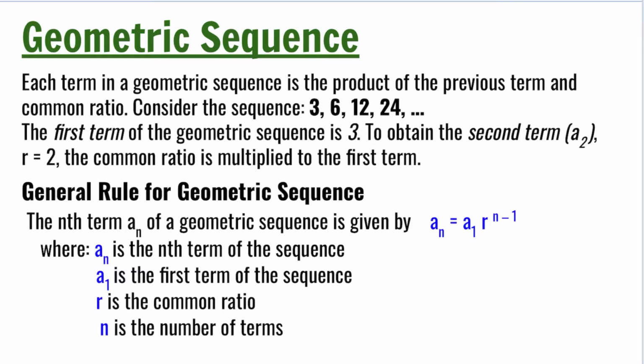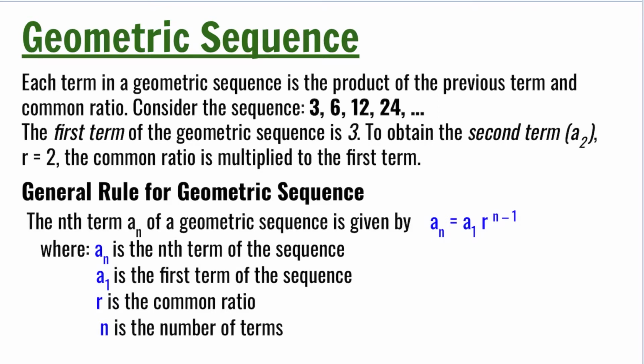In the sequence 3, 6, 12, 24, the first term is 3, the second term is 6, the third term is 12, and 24 is our fourth term. To find the next term, we multiply the previous term by the common ratio, in this case r is equal to 2.